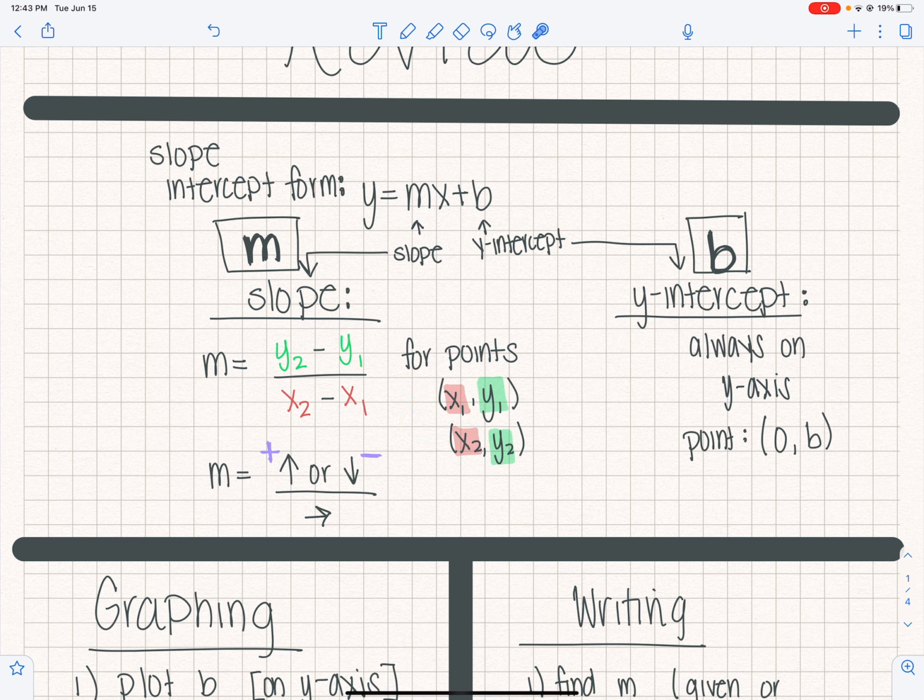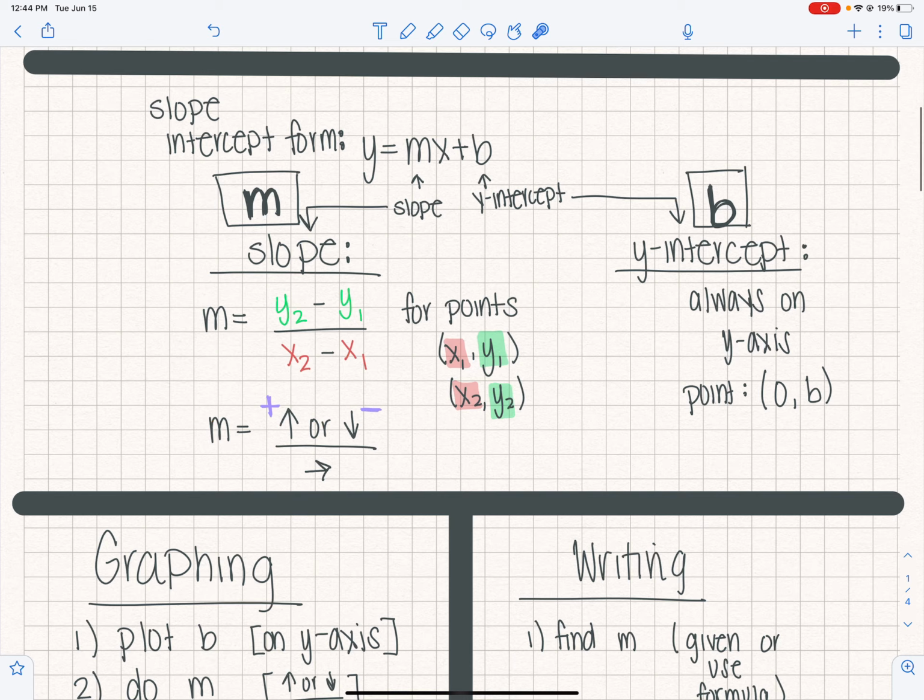If you are graphing, you're going to use the more traditional rise over run. Rise if it's positive, fall if it's negative, always run to the right. And then with my y-intercept, the big thing there is just to make sure that you always plot that on the y-axis. On my graph, the y-axis is this one, the vertical axis. It's also the point (0, b).